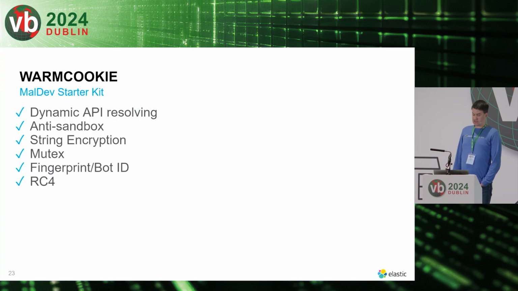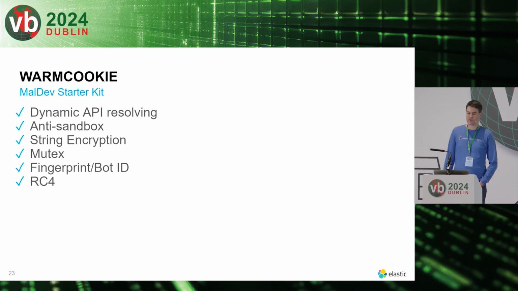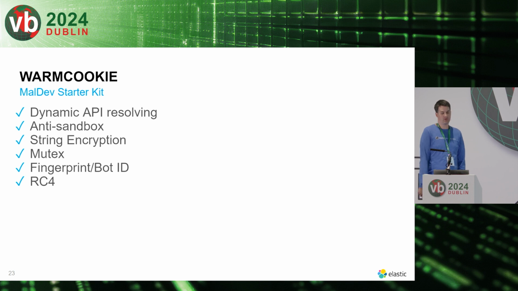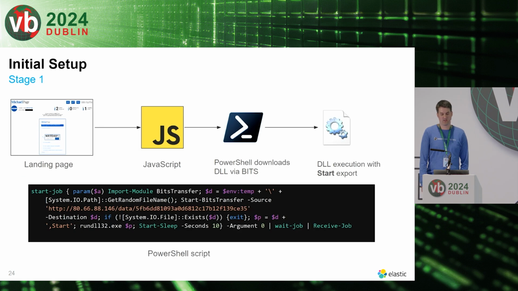Cool, so now we can get into the malware analysis piece of it. Yeah, so WARMCOOKIE, from my side, really does match the standard maldev starter kit. They do dynamic API resolving. They have anti-sandbox. They do string encryption. They use a mutex. They configure bot IDs, and they use RC4. So it's very standard malware. If you've analyzed malware, it's really not too complex to analyze.